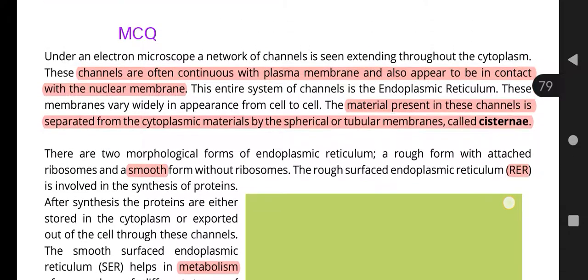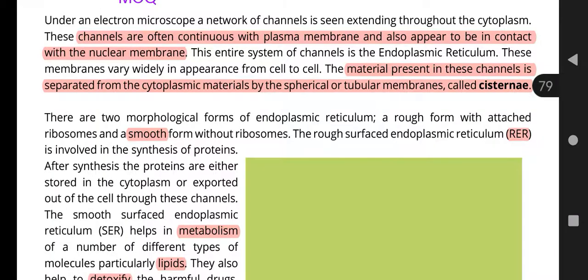So there are two types of endoplasmic reticulum: the smooth endoplasmic reticulum and the rough endoplasmic reticulum. As the name represents, smooth has a smooth appearance and does not contain ribosomes on the structure. But in the rough endoplasmic reticulum, the ribosomes are attached onto the structure. And they are involved in protein synthesis.